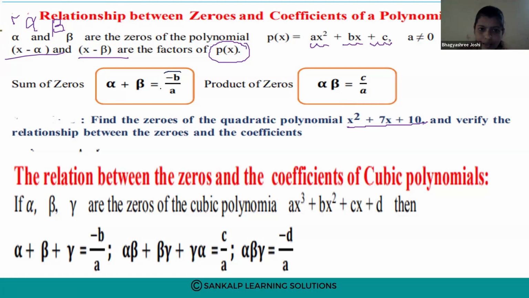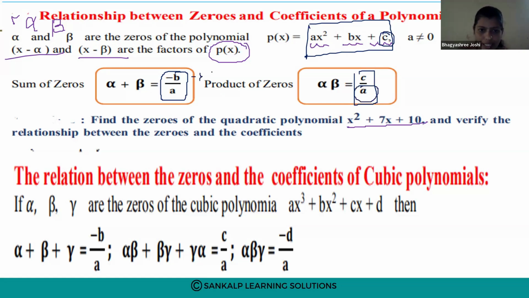Yes, this b and a, these are the coefficients, right? These are the coefficients of the quadratic polynomial ax square plus bx plus c. So b is the coefficient of x and a is the coefficient of x square, right? And c is a constant term and a is the coefficient of x square, right?